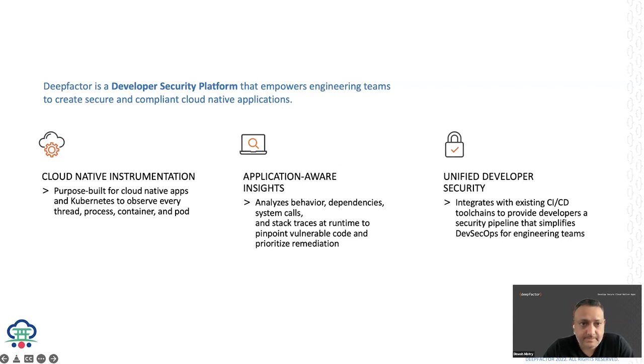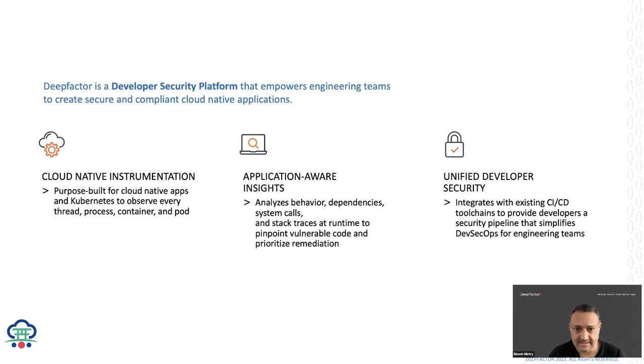In order for that to happen, as we're moving to the cloud, it's very important that we support cloud native based instrumentation. So the Deepfactor platform is purpose-built specifically for cloud native applications, for things like Docker, Kubernetes, et cetera, though our platform does still support legacy monolithic applications. So if you still have virtual machines or physical machines that are running applications, we certainly can help in that regard as well. And this allows us to observe every thread, every process, everything that's happening inside a container and a pod to inform you with what we refer to as application-aware insights.